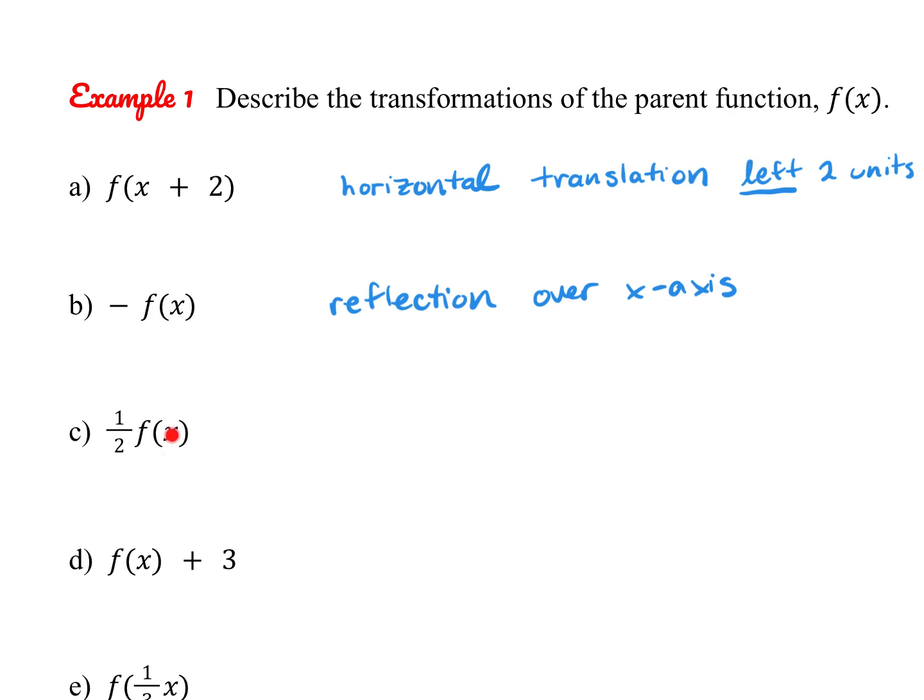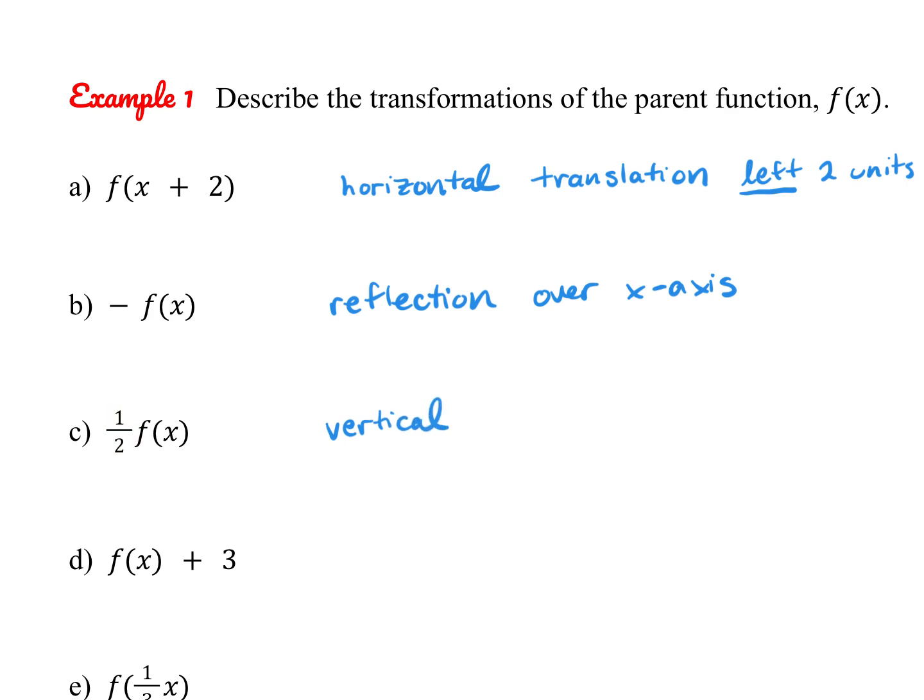Okay, here I look at the type of operation, I see it's multiplication. So I know that it's a stretch or shrink. Since it's being done to the entire function, so again, it's not specifically grouped with x, I'm multiplying my entire function. I know it's going to be vertical. So I know this is a vertical change.